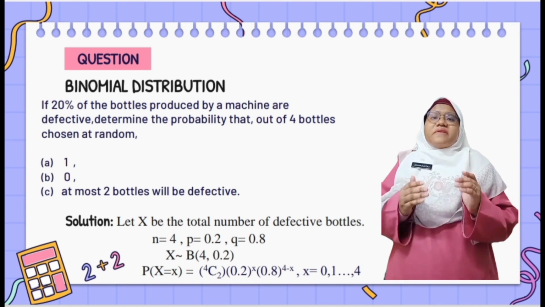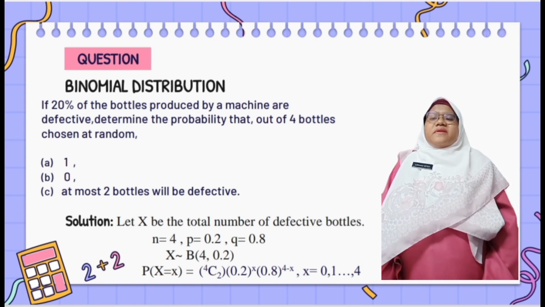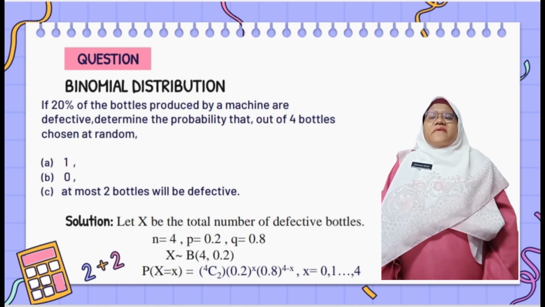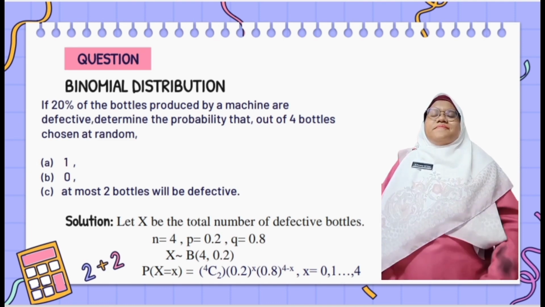All of the values given must be substituted, and the formula will be 4Cx times 0.2 to the power of x times 0.8 to the power of 4 minus x, where the value of x must be 0 until 4.